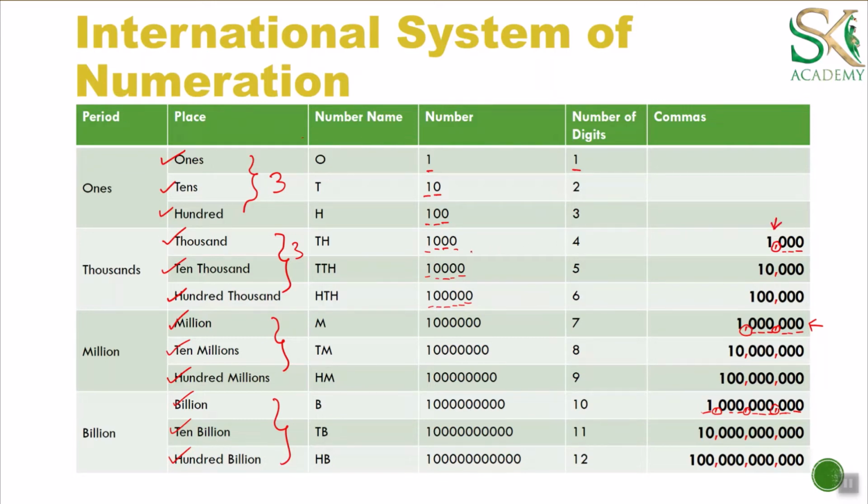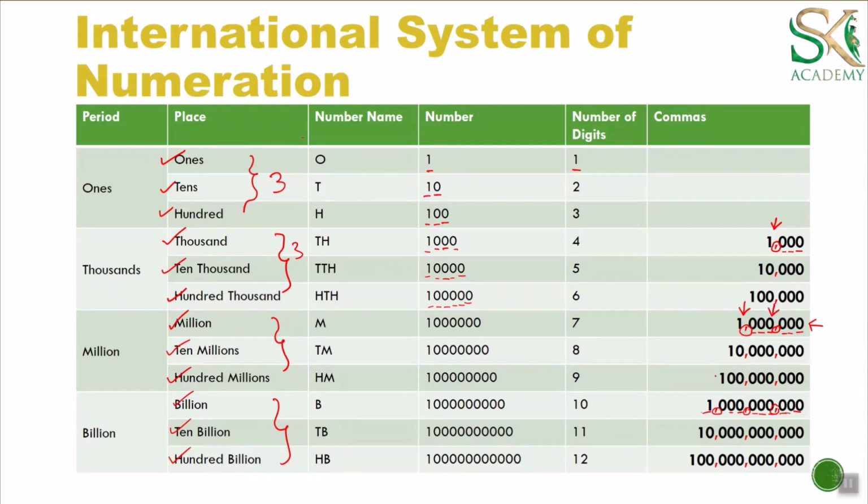Similarly, 1,000, 10,000, and 100,000. So after 100,000, you have a million, right? So when is the second comma coming? After 3 digits again. So see here, this is the second comma, this is the first comma.